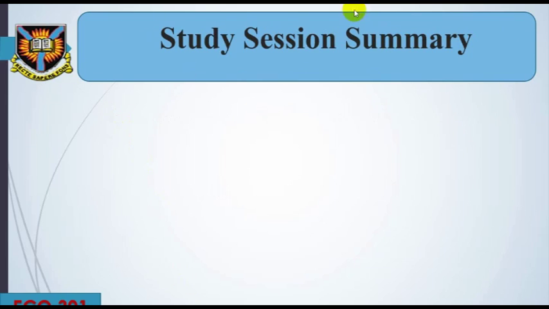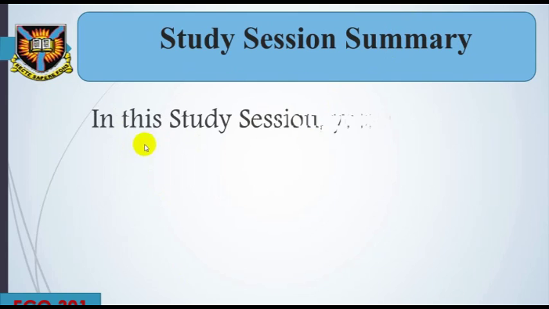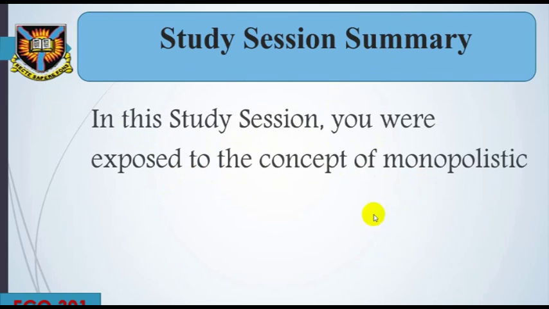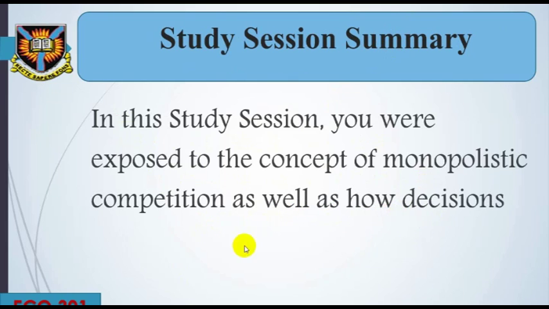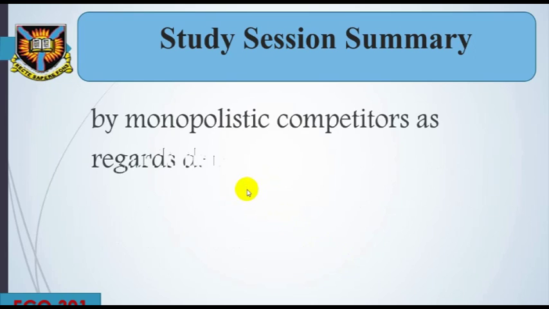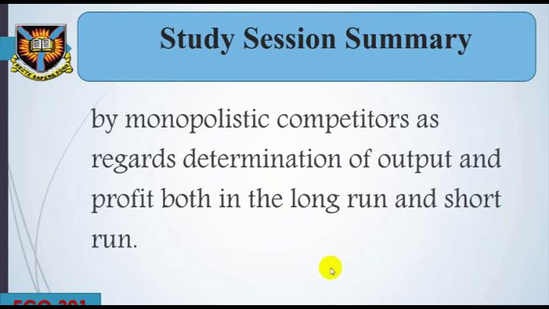Study session summary. In this study section, you were exposed to the concept of monopolistic competition as well as how decisions are being made by monopolistic competitors as regards determination of output and profit both in the long run and short run.